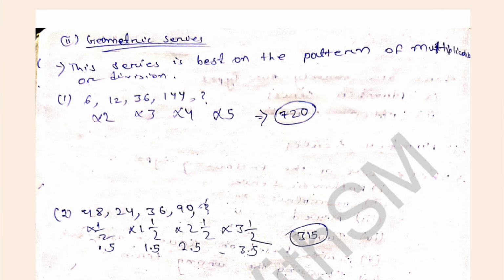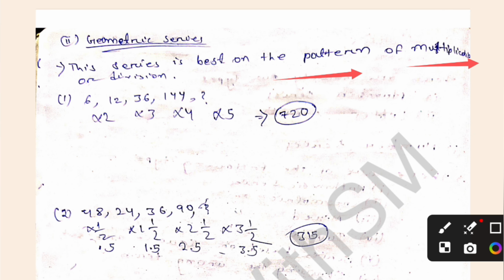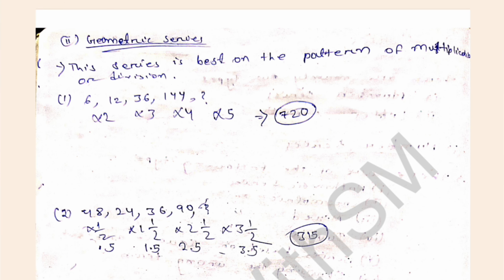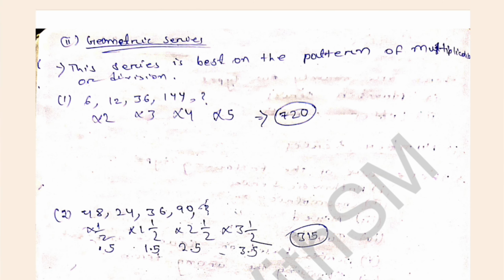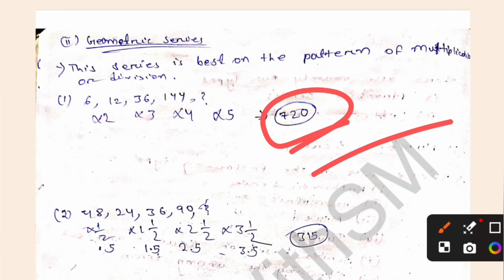Geometric series. This series is based on the pattern of multiplication or division. For example, 6, 12, 36, 144. 6 into 2 is equal to 12. 12 into 3 is equal to 36. 36 into 4 is 144. 144 into 5 is equal to, final answer is 720.